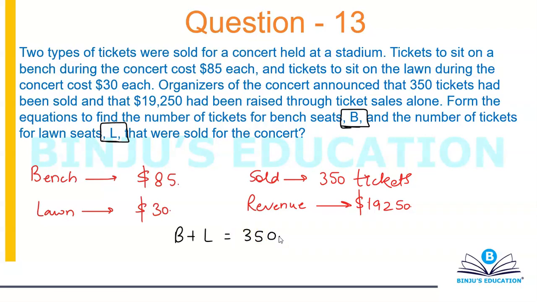Now every bench ticket costs $85, and if we are selling B bench tickets, then the total revenue will be 85B. And if a lawn ticket costs $30, and we are selling a total of L lawn tickets, then we'll be generating a revenue of 30L. And this will be equal to a total of 19,250. These are your two equations.